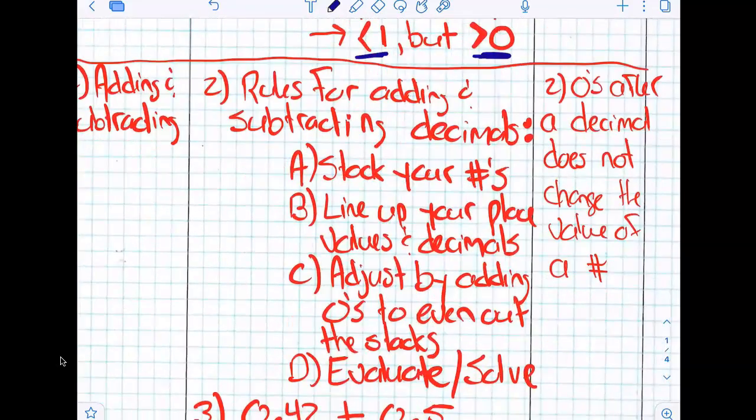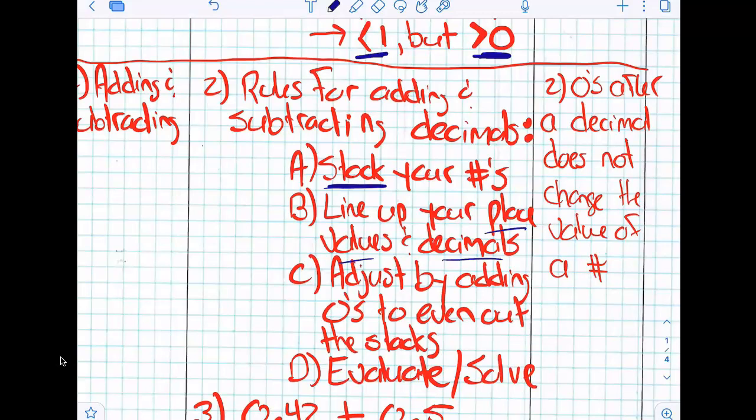All right, there are some rules for adding and subtracting decimals, aren't there? Yes. Number one, first rule, when you have two or three decimal numbers that you're adding and subtracting, you should always do what? Stack your numbers. And how do you stack them? You stack them according to two things. What are the two things? Place value and decimals.